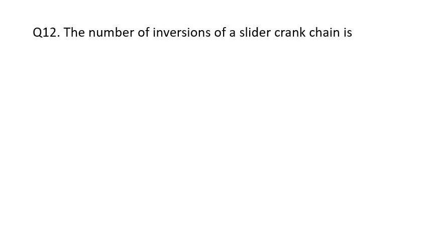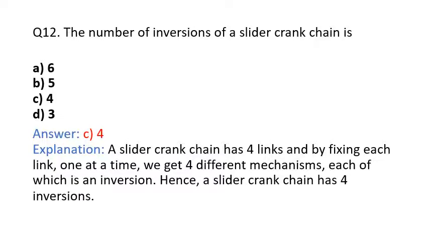Question number 12. The number of inversions of a slider crank chain is: answer A 6, answer B 5, answer C 4, answer D 3. The answer is C, 4. Explanation. A slider crank chain has 4 links, and by fixing each link one at a time we get 4 different mechanisms, each of which is an inversion. Hence, the slider crank chain has 4 inversions.